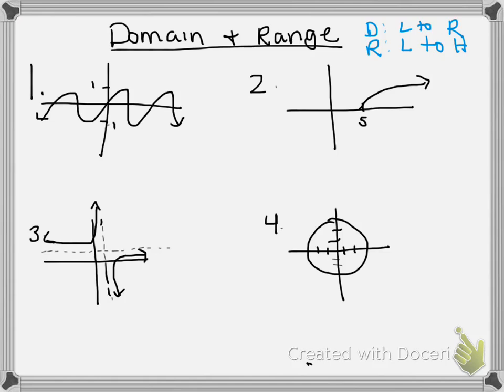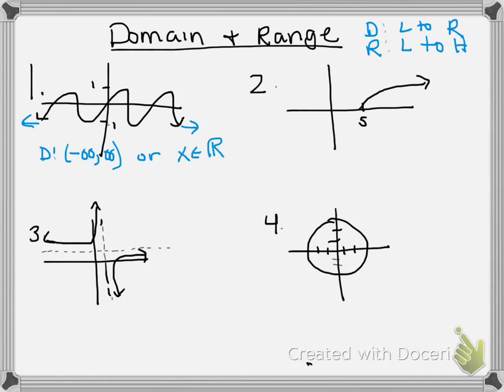Okay, so if we look at this first one, we're looking at the domain of this. The farthest left it goes, it keeps going on for infinity. The farthest right it goes, it continues on to infinity. So if we write it in interval notation, we would say from negative infinity to infinity. Or if we write it in inequality notation, because x can be everything, this is where we wrote x is an element of all real numbers.